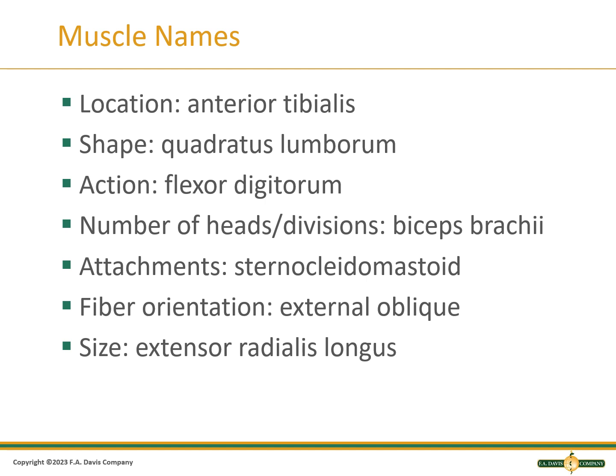biceps. Other convenient muscle names will include the attachments, such as sternocleidomastoid, which attaches to the sternum, clavicle, and mastoid process. We also have muscles named for their fiber orientation, like the external obliques, and they can be named for their size, such as extensor radialis longus, where longus is the word describing a longer or larger muscle, contrasting that with brevis, which is the term used to describe shorter muscles.